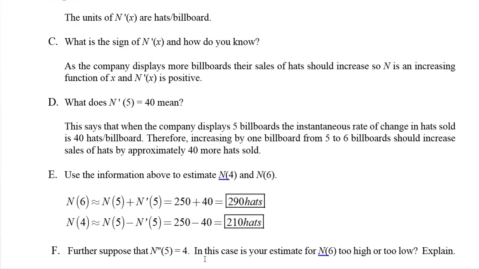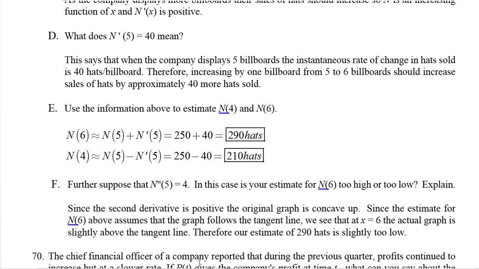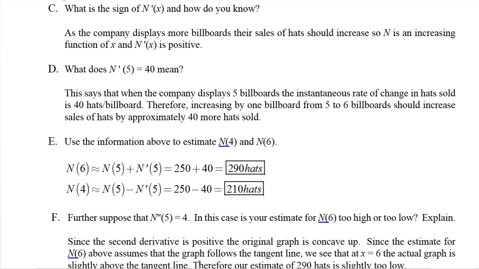Now further suppose that N double prime of 5 equals 4. In this case, is your estimate for N of 6 too high or too low? Well, N double prime is positive. That's the main thing here. It means the function N is concave up. But now wait a minute, it's also increasing. So we have an increasing concave up function. The estimates we gave weren't for following the function, they were for following the tangent line.